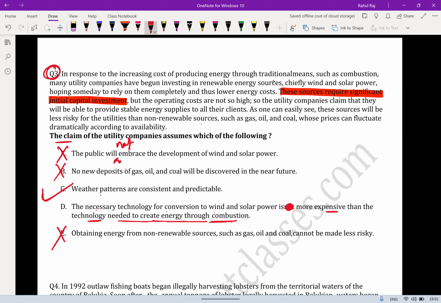Now just with one word, what is the claim? The utility company's claim is that they will be able to provide a stable source of energy to their clients. Now here you can tell me the necessary technology for conversion to wind and solar power is more expensive than the technology needed to create energy through combustion. Now if it is expensive, what will happen? People will not buy them or something. All these things. The inference.